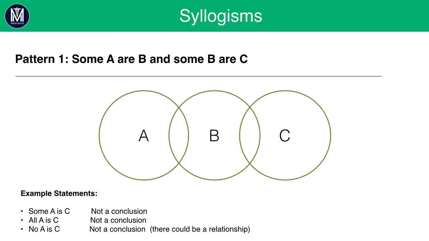So example statements. Some A is C, all A is C, no A is C. These are 3 examples that cannot be drawn straight away. We don't know for sure that some A is C because we don't know the relationship between A and C. Same applies for the second statement and the third statement. There could be a relationship, but we don't know for sure.